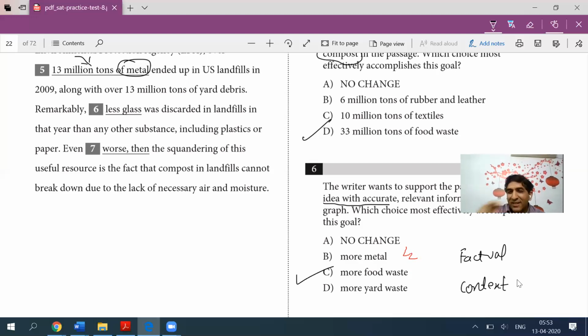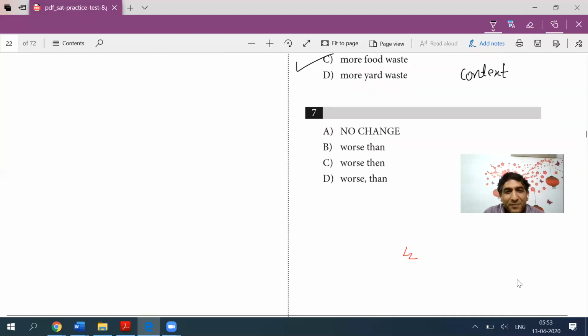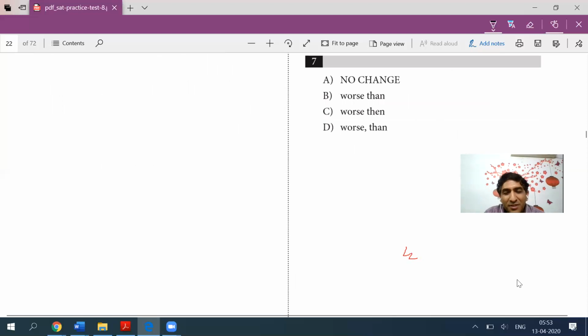So as we can see in writing, this is the point I wanted to make. In writing, we get questions which are related to the context, which are similar to reading comprehension, as well as grammar. So that's where people really find it a little difficult, because you're supposed to take care of both things, grammar as well as content. So it's like a mix of reading comprehension and grammar. Okay, let's quickly go to the next question.